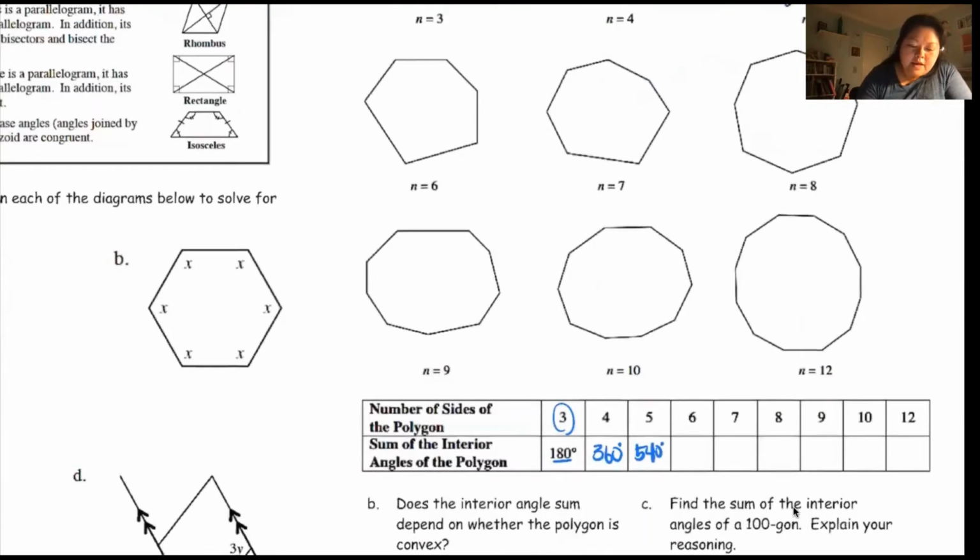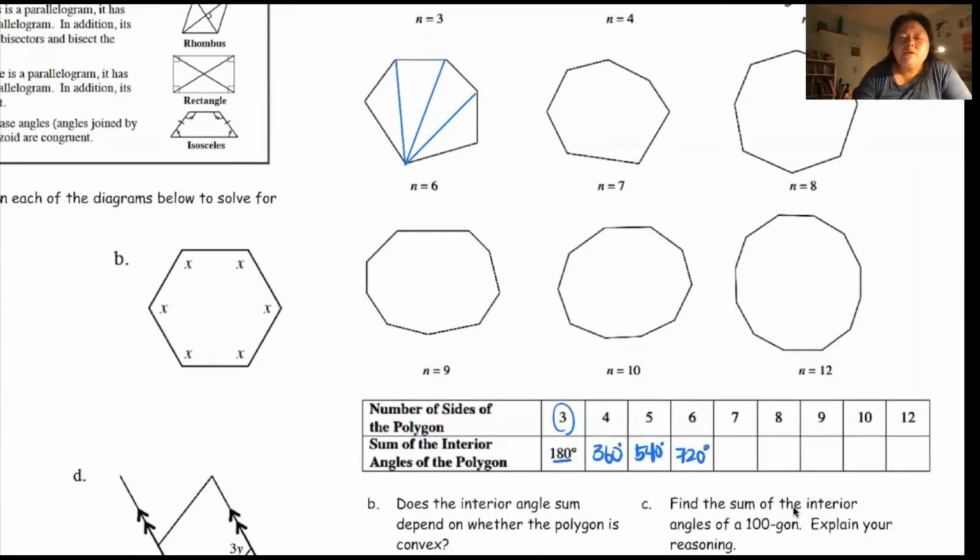Okay. A 6-sided shape, same thing. You pick a nice corner and you go from there and you can make your triangles. This one has 4 of them. So 4 times 180 gives me 720.